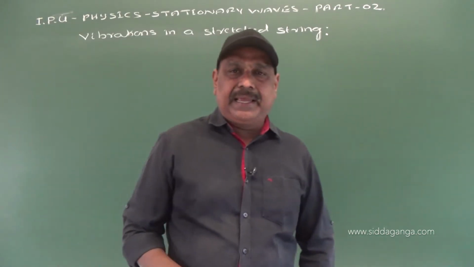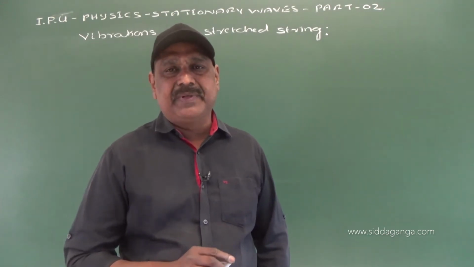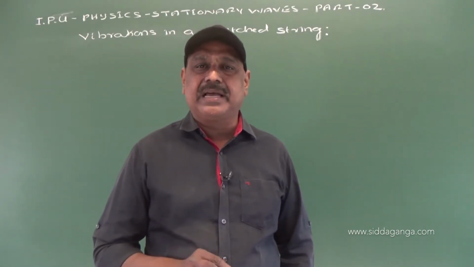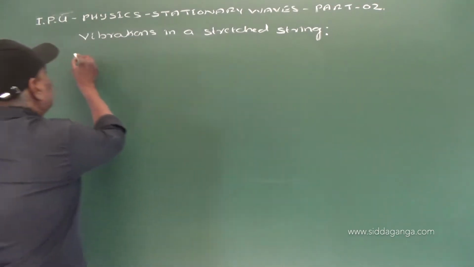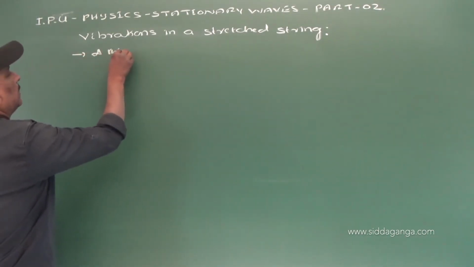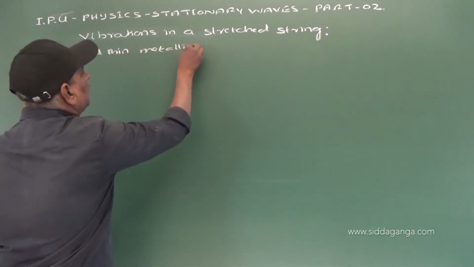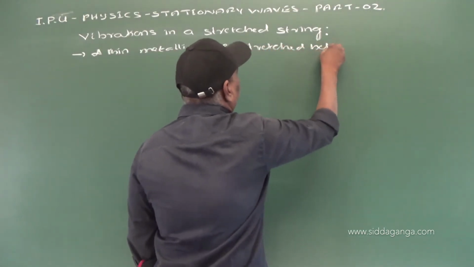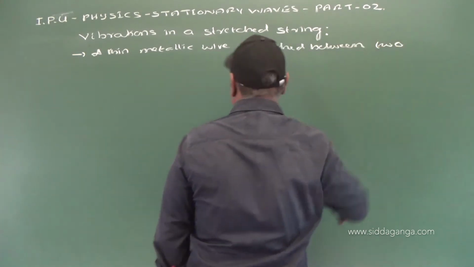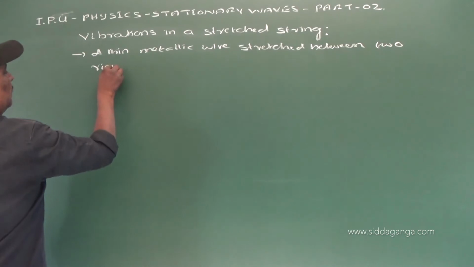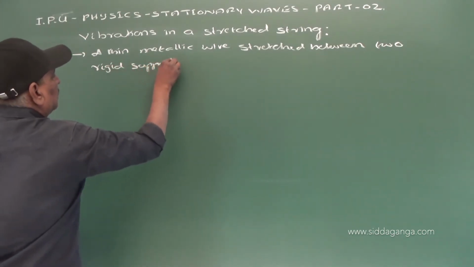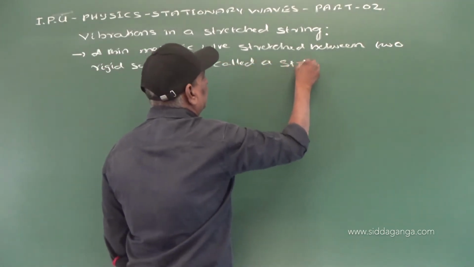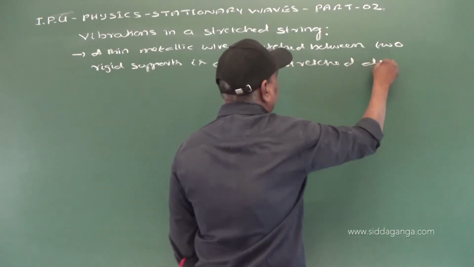A thin metallic wire stretched between two rigid supports is called a stretched string.